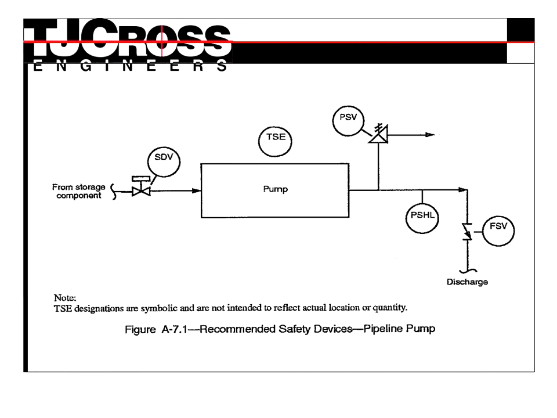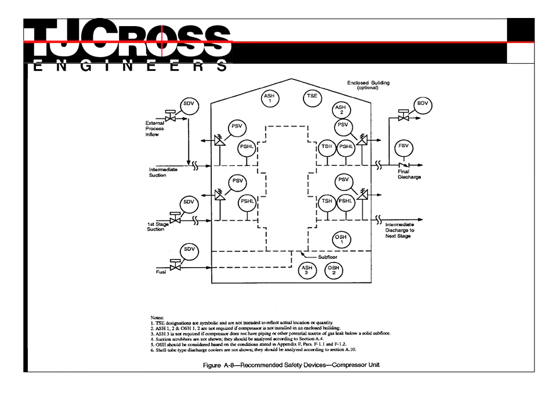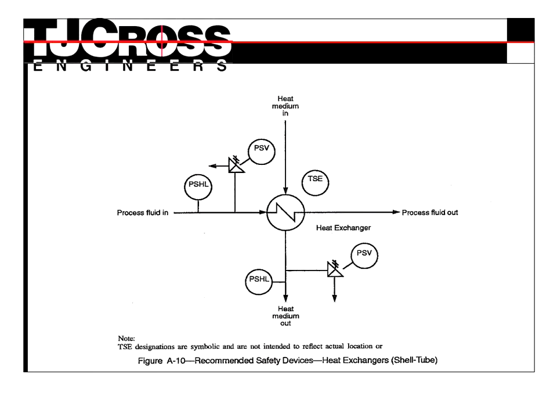Pumps are protected with backflow and low and high pressure protective devices. Compressors should be protected with pressure relief, temperature controls, and shutdown devices. Heat exchangers should be protected with pressure relief and temperature and pressure protection. Please refer to API RP14C for a comprehensive review of safety recommendations for typical upstream production systems.